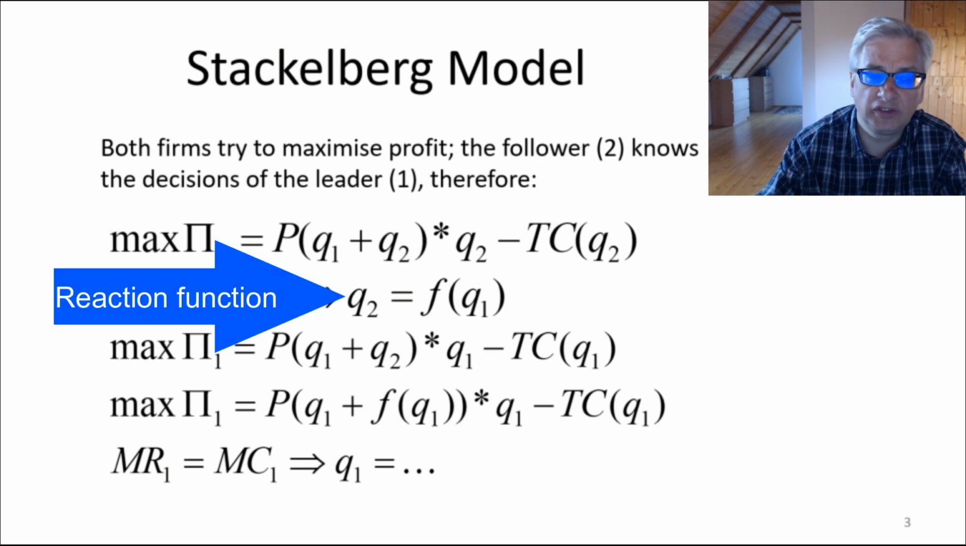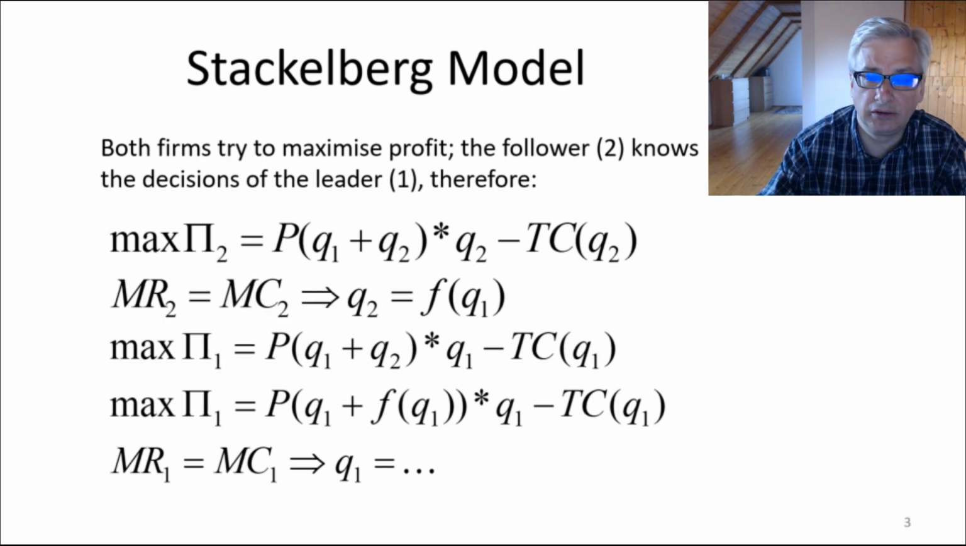So we could say we can find a reaction function. We can find a function that tells us what should be the production of the follower depending on the production of the leader. And this is kind of reasonable. Certainly, what is produced by the follower, who makes the decision as the second one, depends on the decision of the first one, what the first one decided.